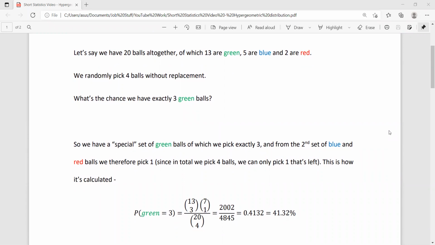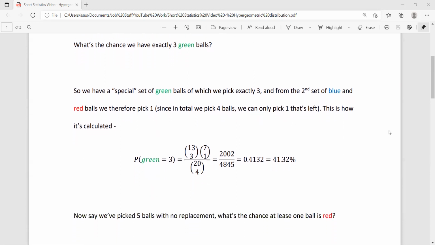So we have a special set of green balls, of which we pick exactly 3, and the second set of blue and red balls, and therefore we pick only 1. Since in total we pick 4 balls, we can pick only the one that's left.